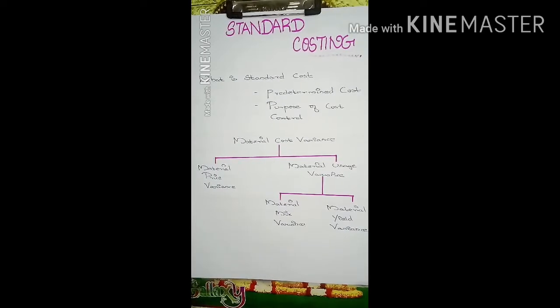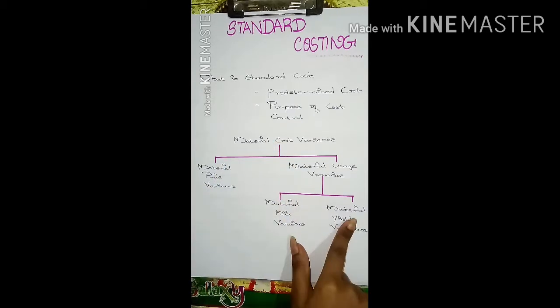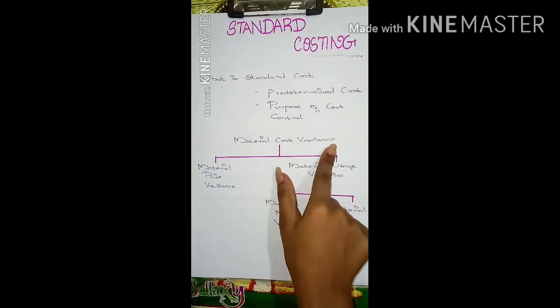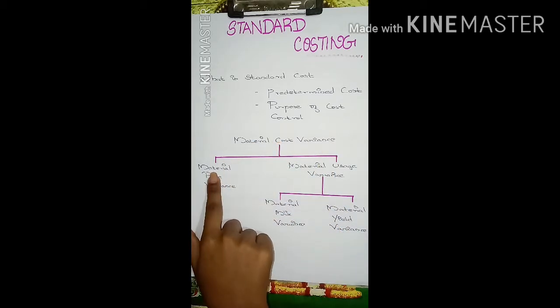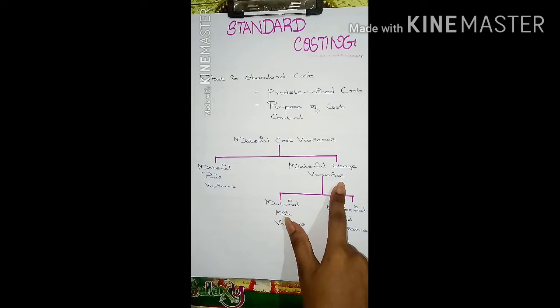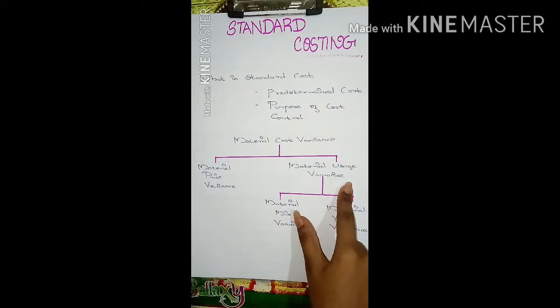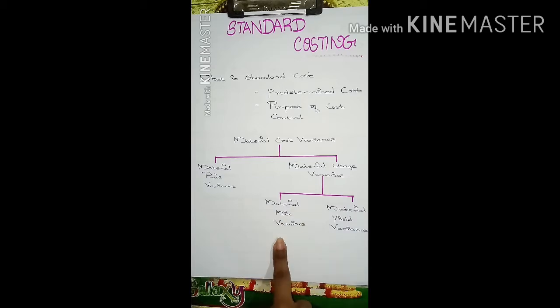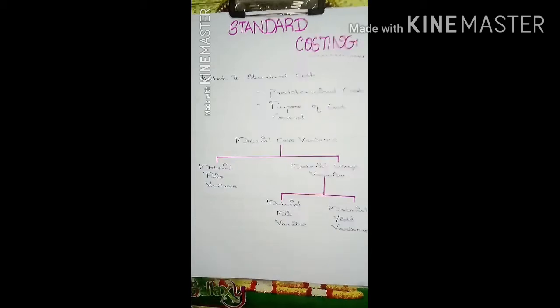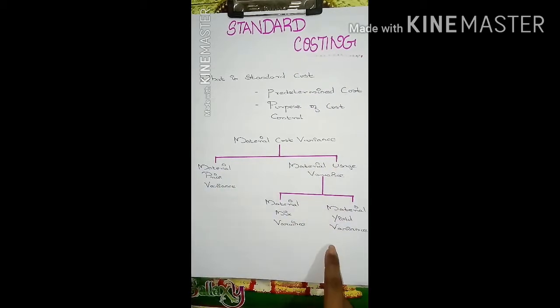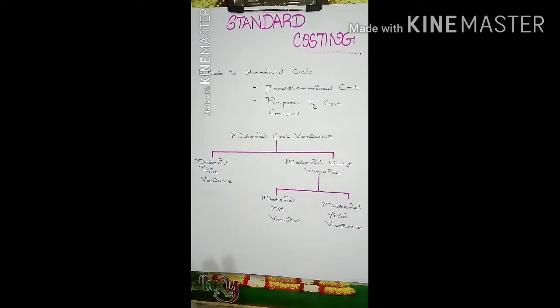In today's video, we are going to see about material variance. For material variance, we have to find all these five types of variances, that is material cost variance, which is subdivided into material price variance and material usage variance. This material usage variance is also called quantity variance. It is further divided into material mix variance and material yield variance. We have to find all these five variances and ensure whether they are favorable or unfavorable for determining the efficiency of the organization.